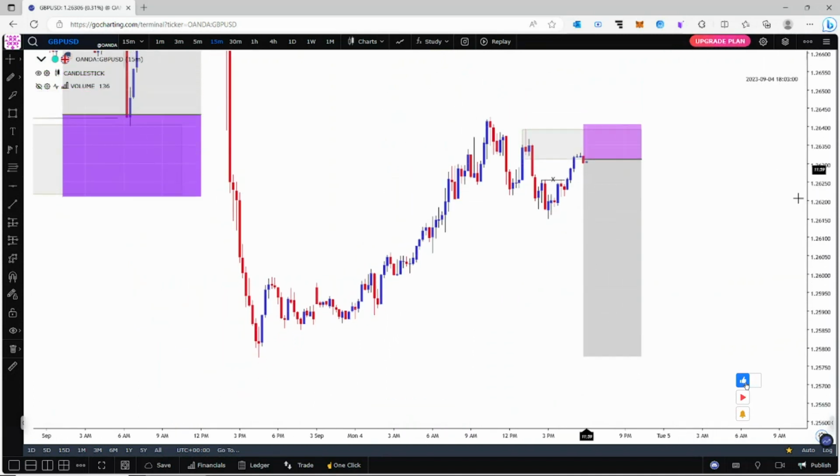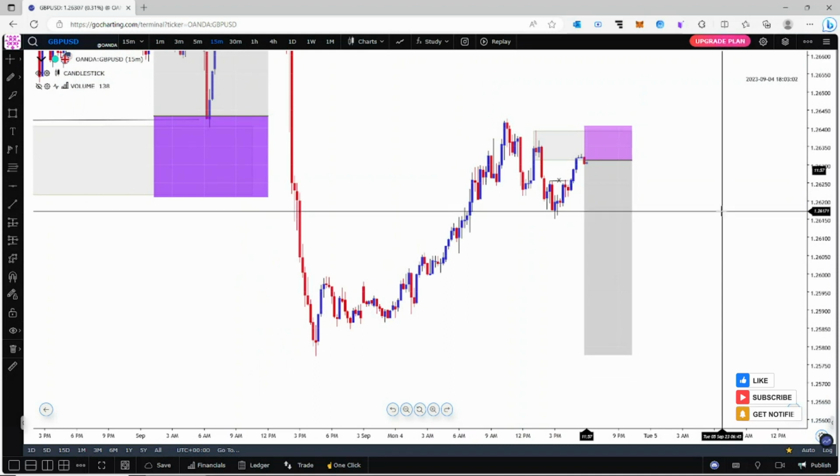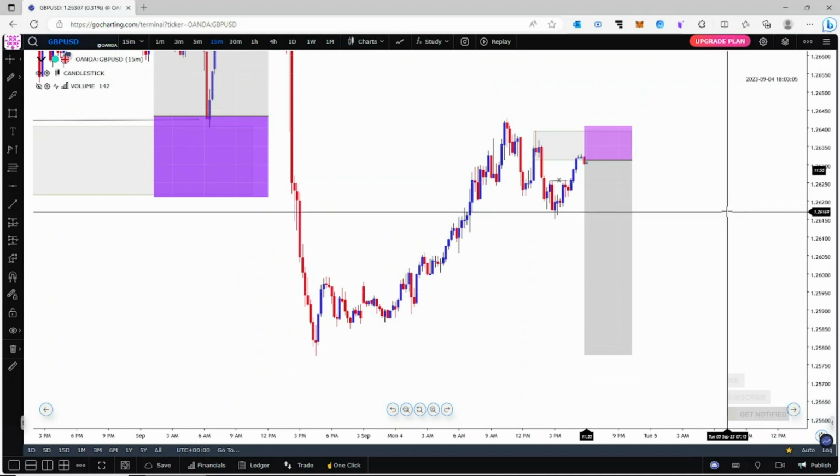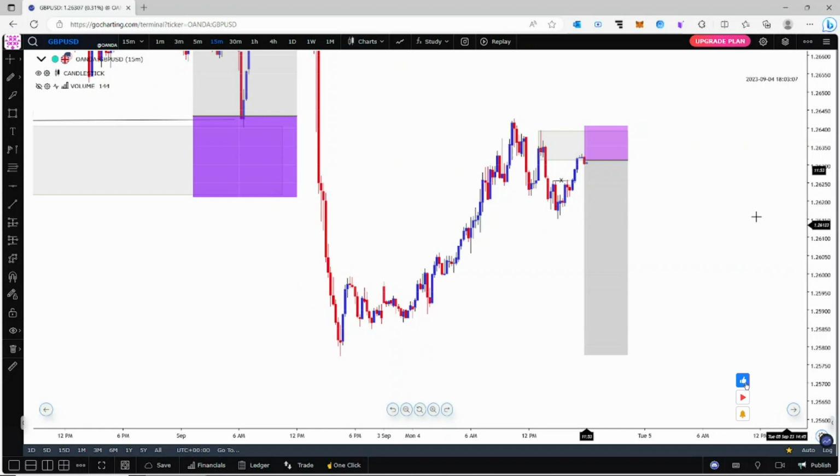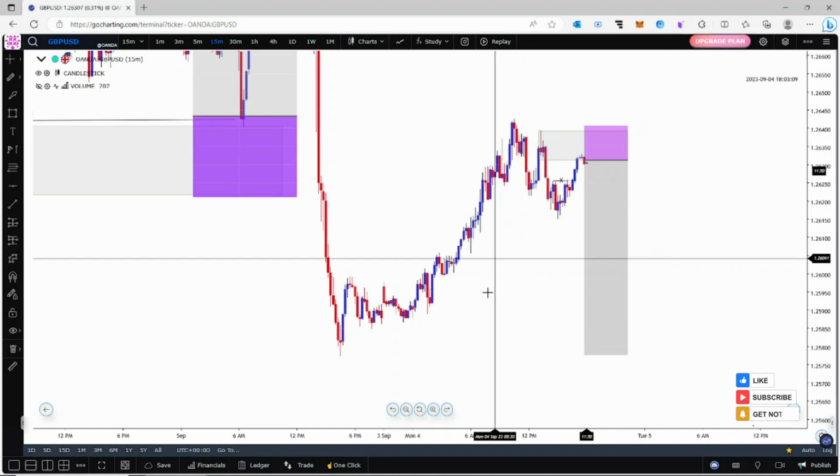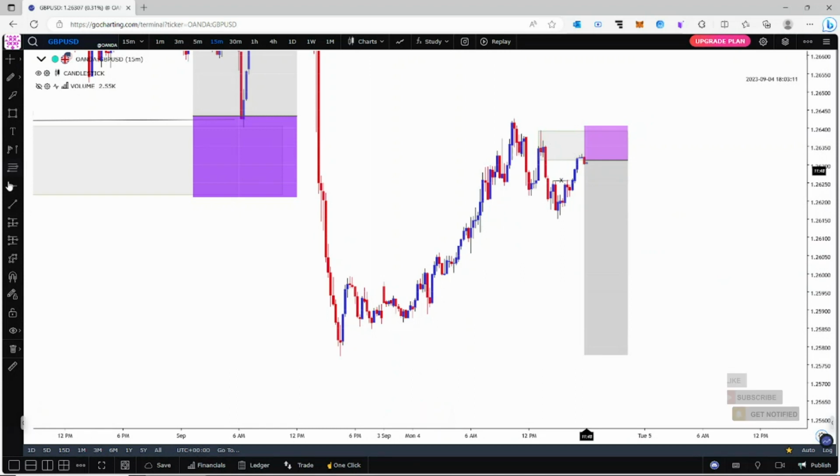Market has no momentum. Today is Monday, and the market is so slow. It is so slow, guys. So let's see how it goes by tomorrow.